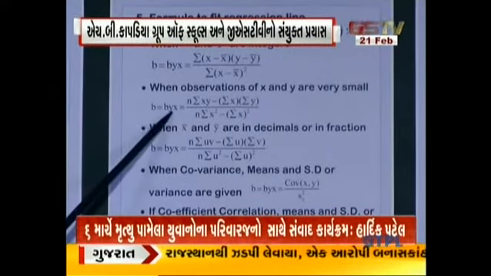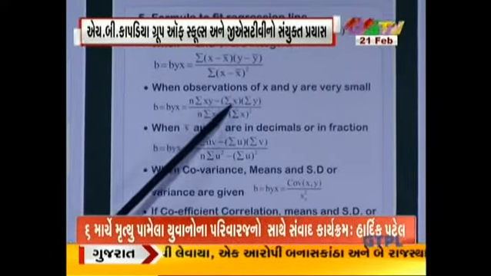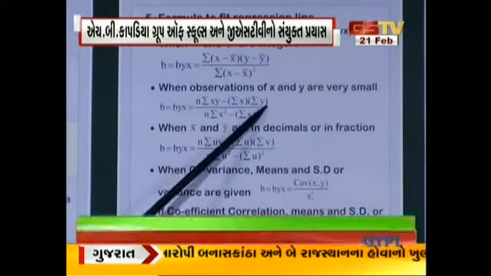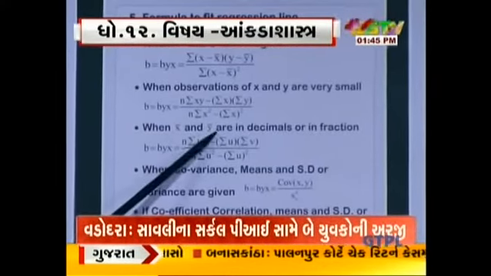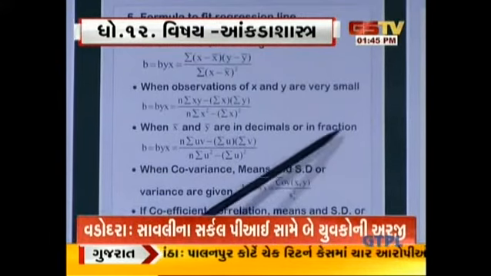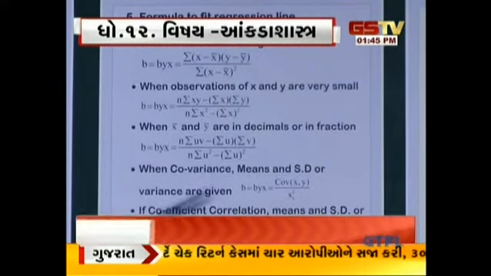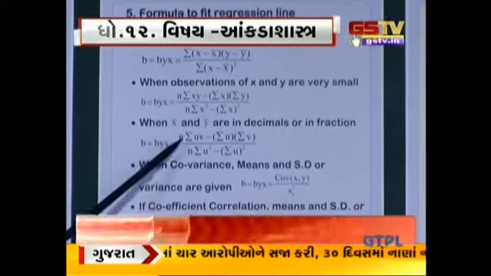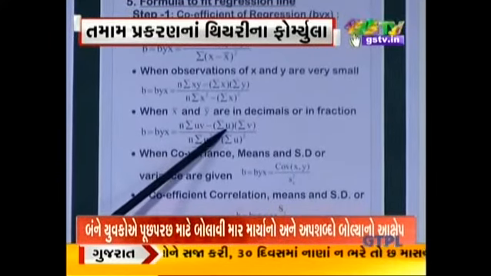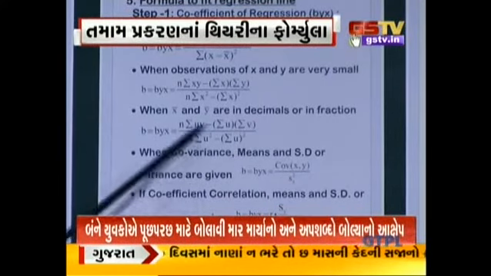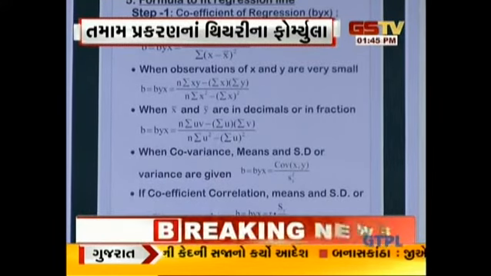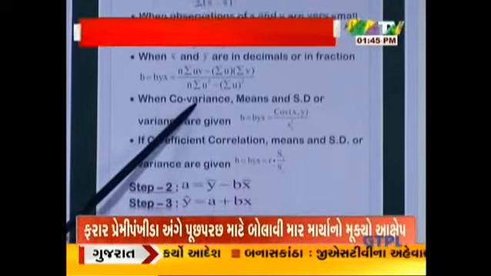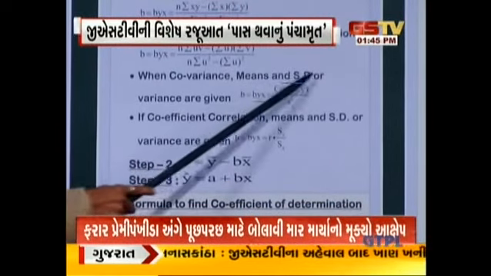The formula of byx is n sigma xy minus sigma x into sigma y upon n sigma x square minus (sigma x) whole square. Next, when x bar and y bar are in decimals or fractions, it is better to use the formula of uv. The formula is n sigma uv minus sigma u into sigma v upon n sigma u square minus (sigma u) whole square.